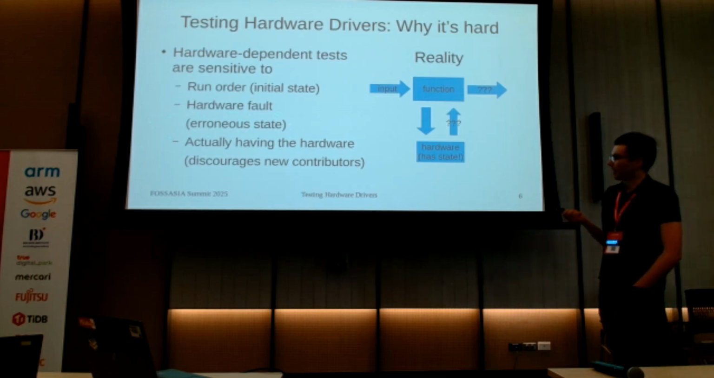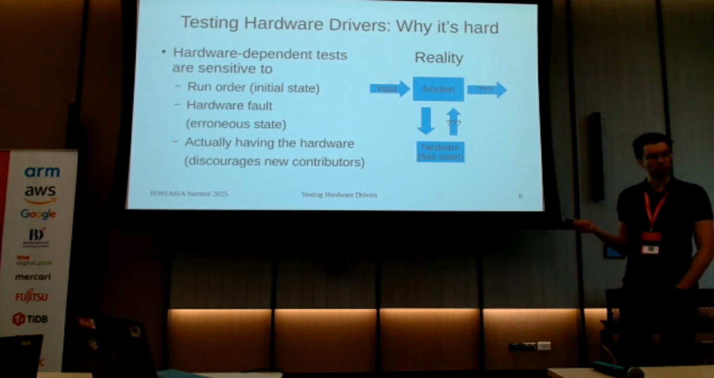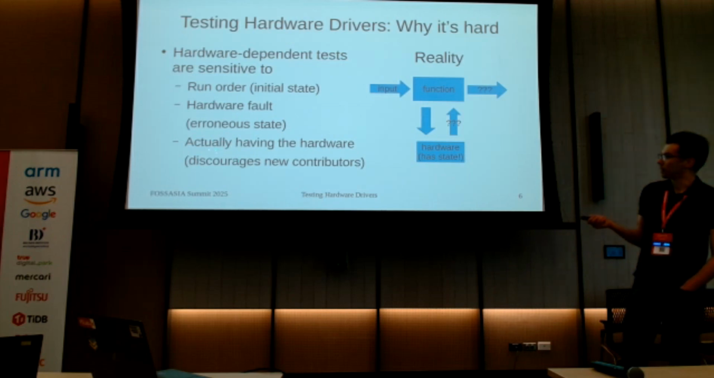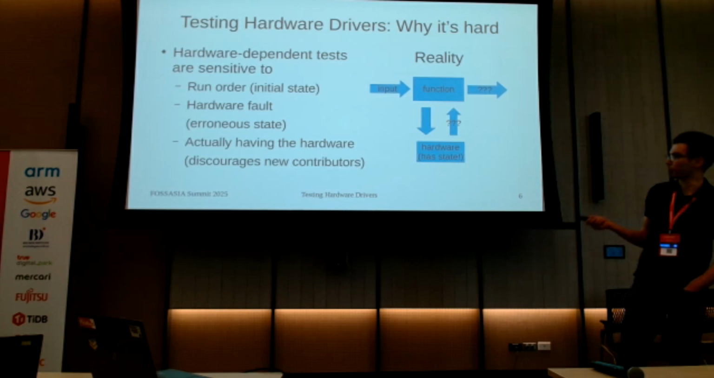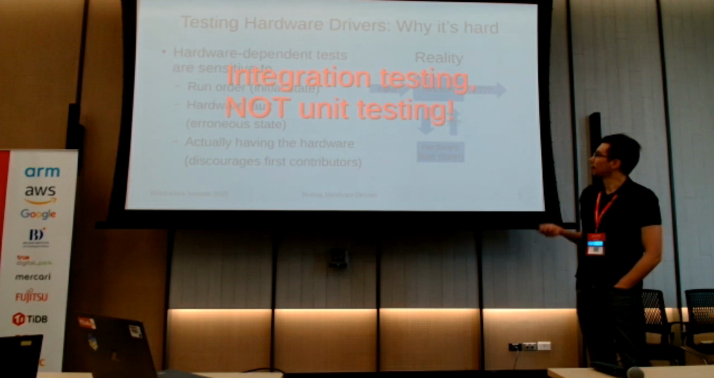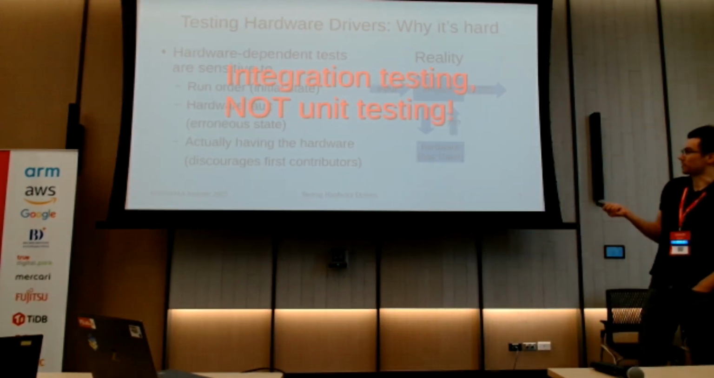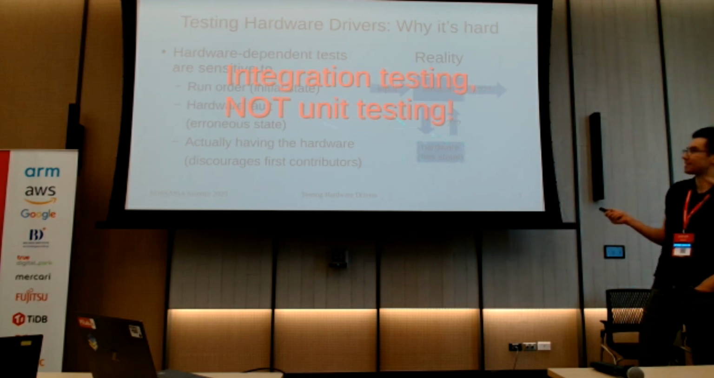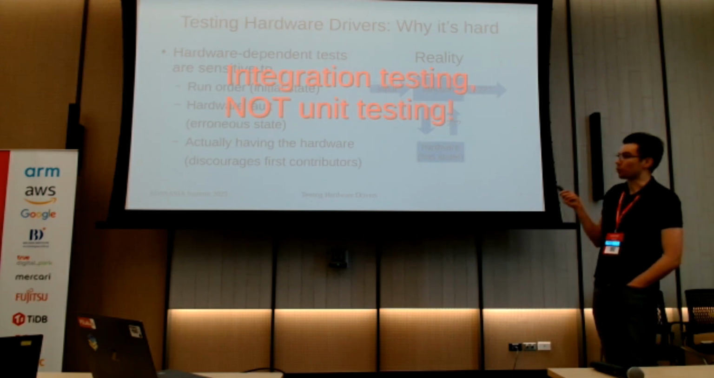And a significant problem for open source projects specifically, like the Pocket Science Lab, is if your tests depend on having access to the hardware, you are basically eliminating the possibility for new contributors to contribute to your software because they don't have the hardware. And this type of testing, where the hardware is present in the testing loop, is not unit testing. It's integration testing, which is also good. That's something you need to have. But you ideally also want unit tests.